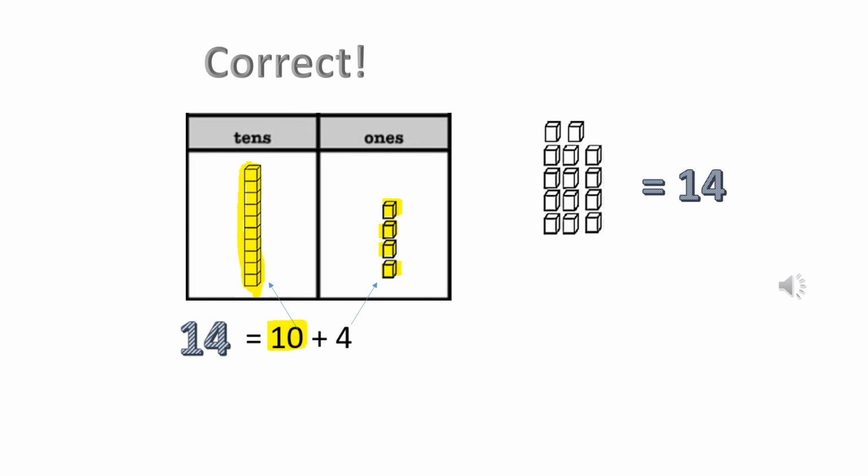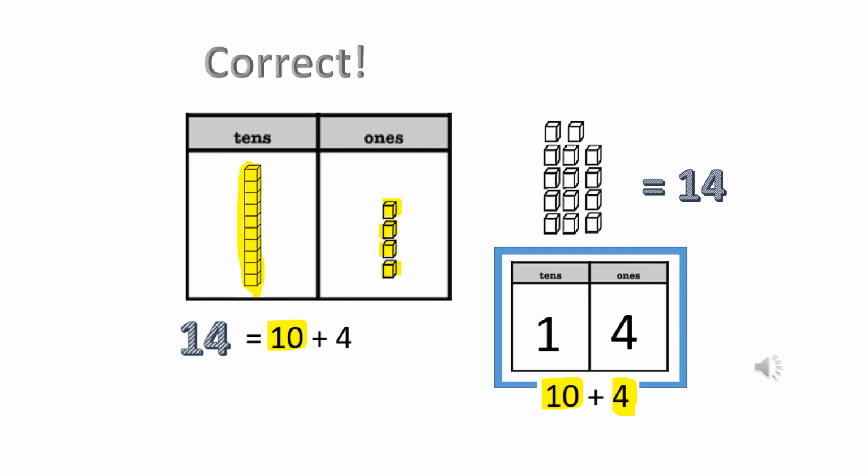Break 14 into 2 groups, a group of 10 and a group of 4. The group of 10 is one 10-stick, and you put that in the tens place. And the 4 that are left over are 4 ones, and they stay in the ones place. This is the correct way to write the number 14 on a place value chart.